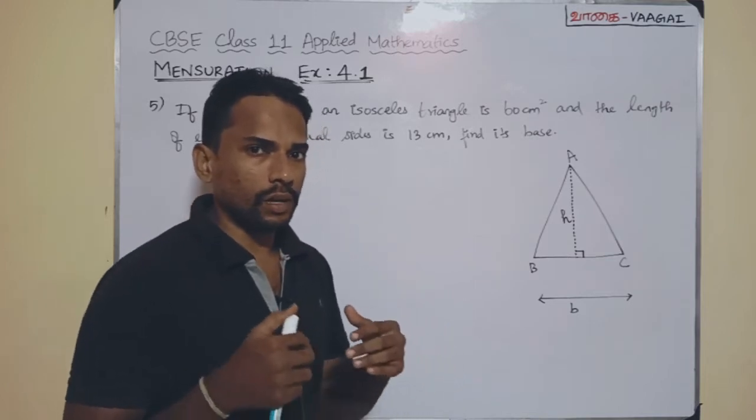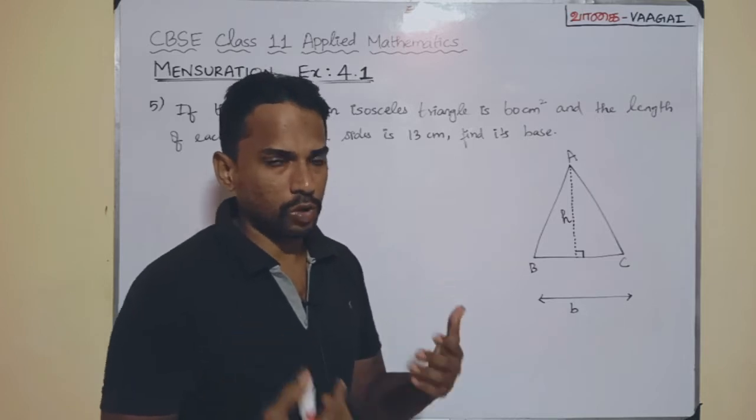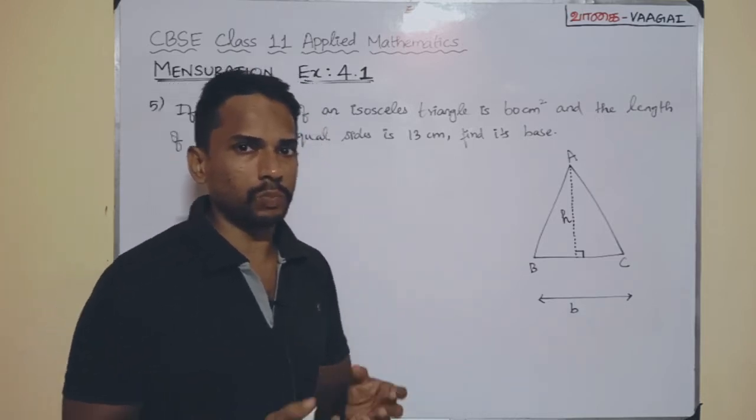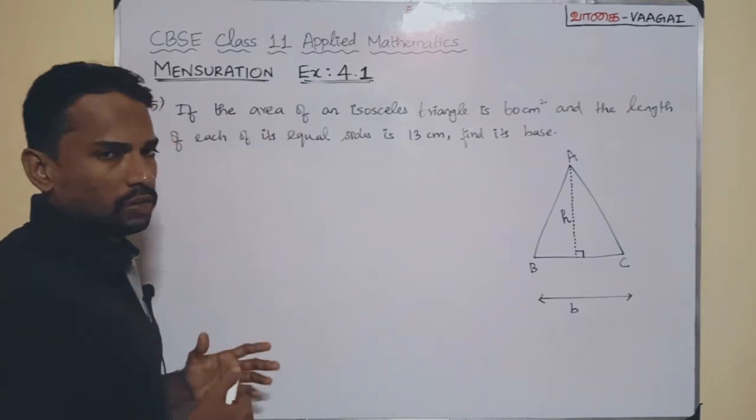Right angle triangle means we'll have to recall Pythagoras theorem also, because we need to use Pythagoras theorem to solve this problem. So these are some small things we need to revise before we get into this problem. Now we will see the question.